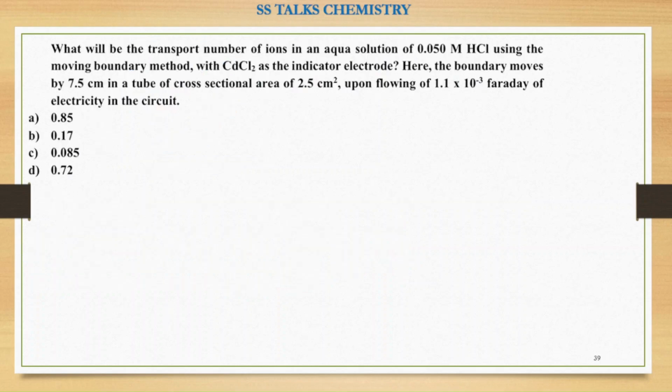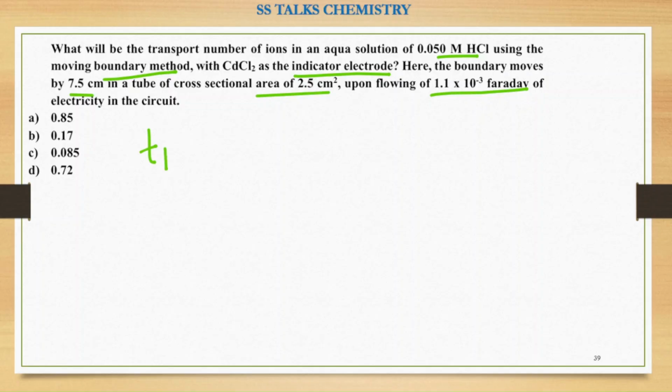Moving on to the next one, this question you are having. It says, what will be the transport number of the ions in the aqueous solution of this much molar HCl using the moving boundary method? Again, this is the third question you are encountering from the moving boundary method, so make sure you study this topic very well. With cadmium chloride as the indicator electrolyte, the boundary moves by this much distance, with the cross-sectional area this much, upon flowing this much charge in Faradays.